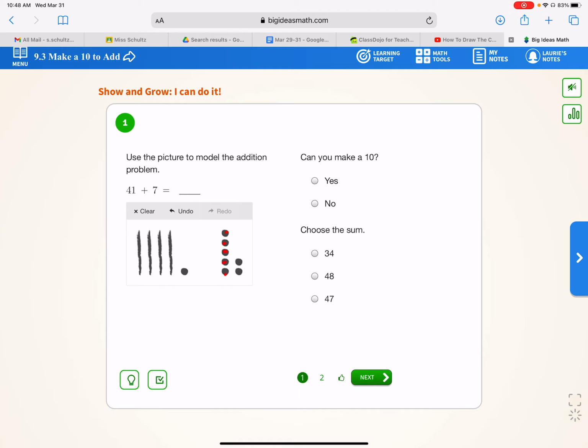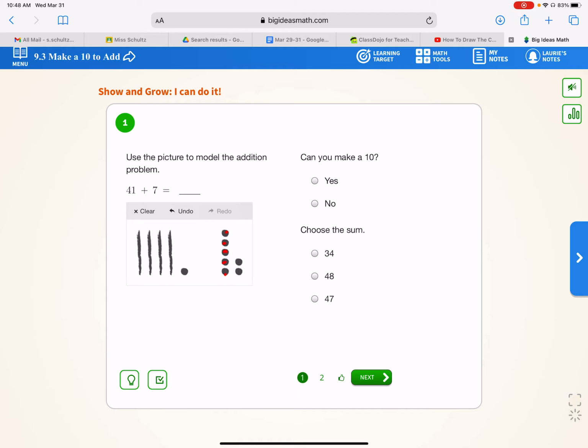And then it asks us two questions. It wants us to find the answer, to find the sum, since this is an addition equation. And then it's going to ask, can you make a 10? So you're like, oh, Miss Schultz, I'm so confused. Well, when it means make a 10, it's kind of like the warm-up activity we just did. So we are going to look into our ones place to see if 1 plus 7 equals 10.